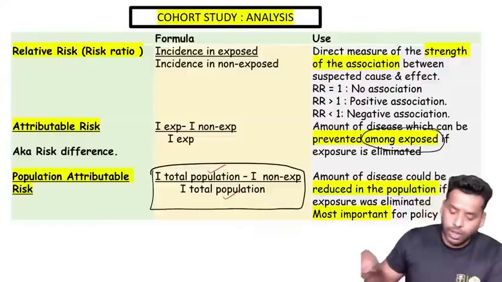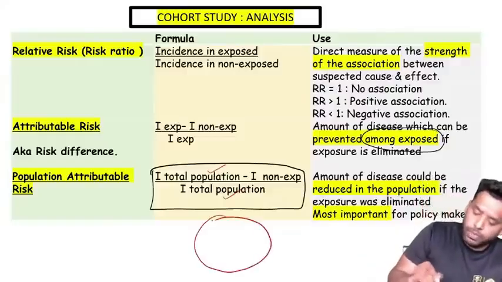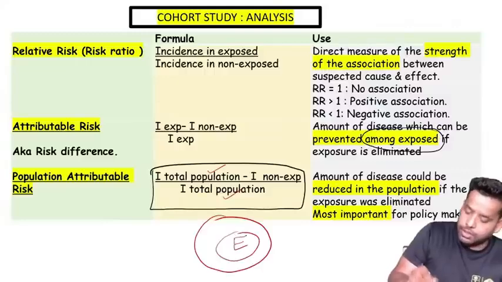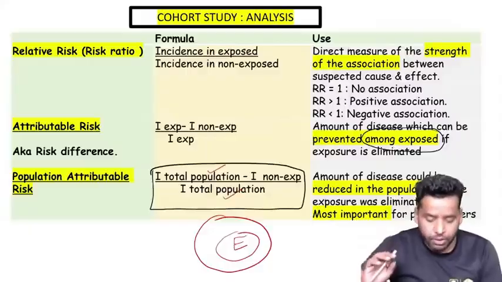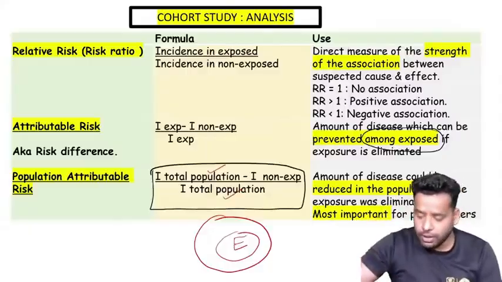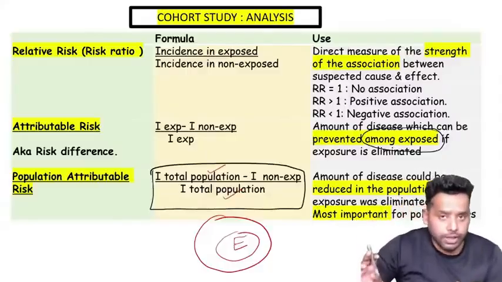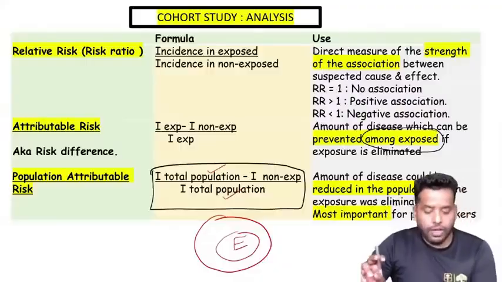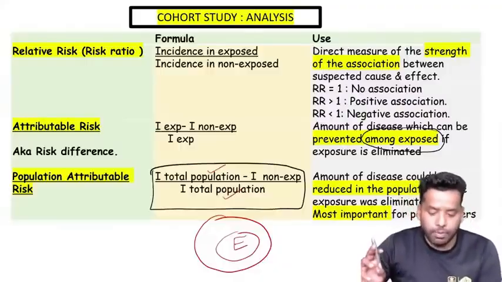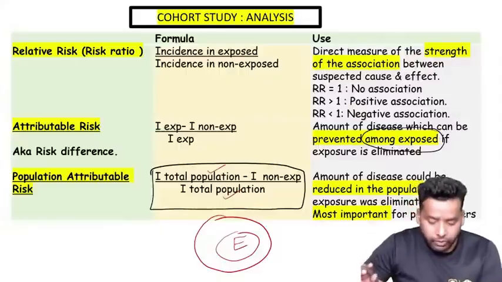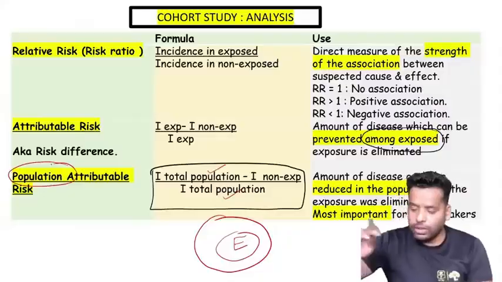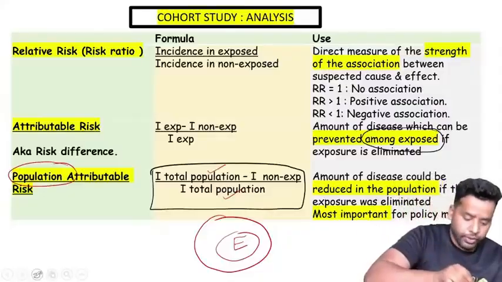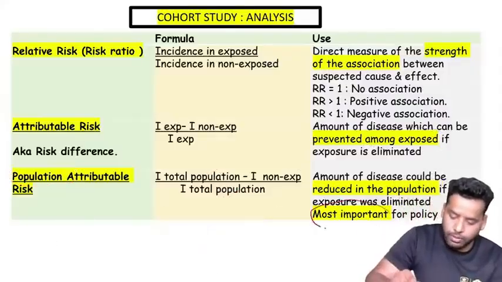That means what is the advantage for the whole population? Not just for the exposed group. The whole state, how much advantage you will give? That is given by population attributable risk. Always when you are making any public health measure, we always think about the whole population. Out of all this, 1, 2, 3, which is most important for policy makers?